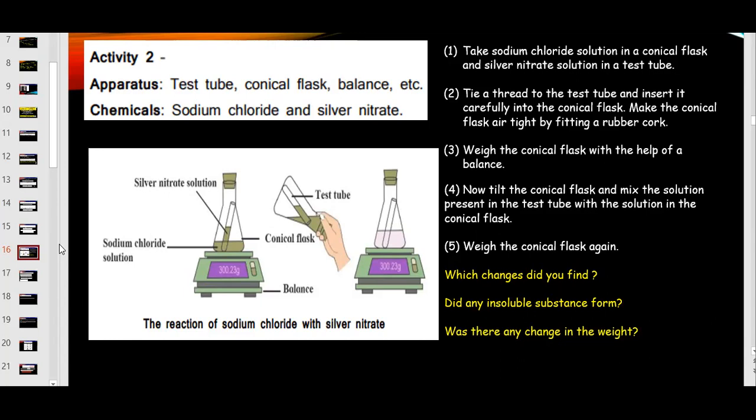Why are we using this rubber cork? So that when we are mixing the solutions, nothing should go out of the conical flask, neither gaseous nor liquid form. That is why this experiment is carried out in this way, and you will see the weight on both sides is the same. Here are some questions we have to think about while doing this experiment. Which changes did you find after doing this experiment? Did any insoluble substance form, or was there any change in the weight? As you see in the diagram, there is no change in the weight.